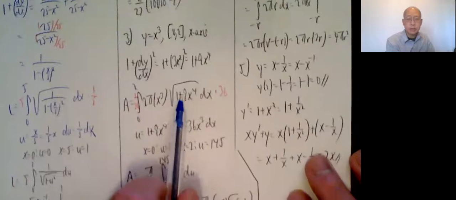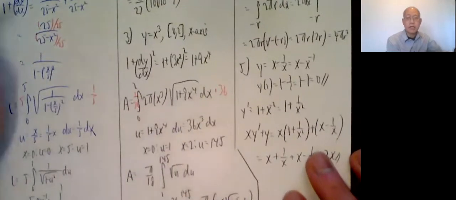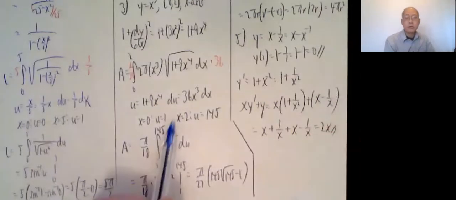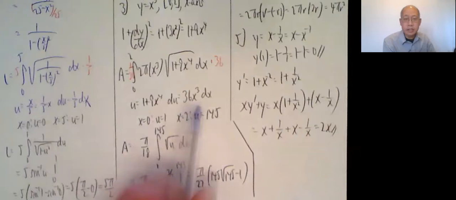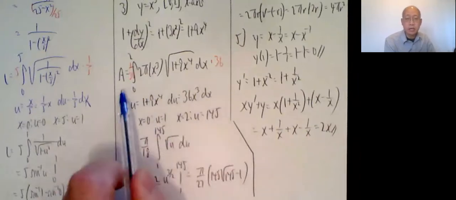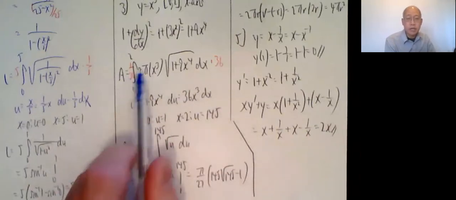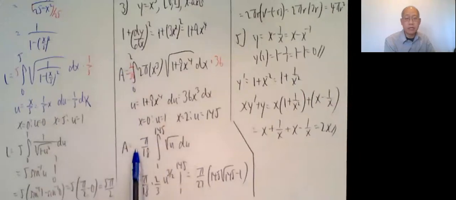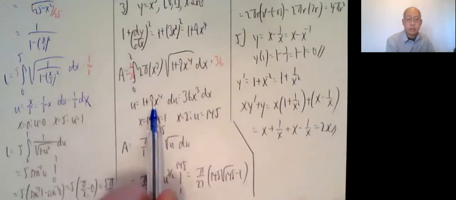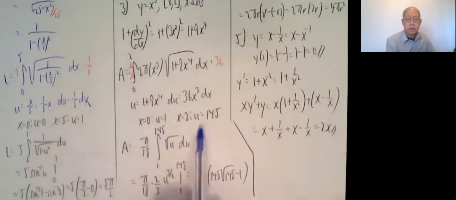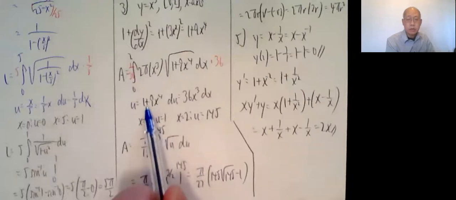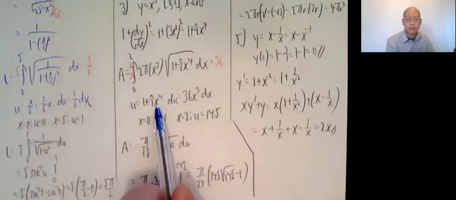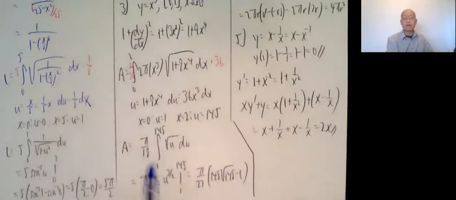Okay, do a u substitution. U equals 1 plus 9x to the 4th. Du is 36x cubed dx. I need a 36 inside, 1 over 36 outside. Take the 2 pi out. So 2 pi times 1 over 36 will be pi over 18. Plug in 0, u equals 1. Plug in 2, you get 9 times 2 to the 4th. That's 9 times 16, which is 144, plus the 1 is 145.